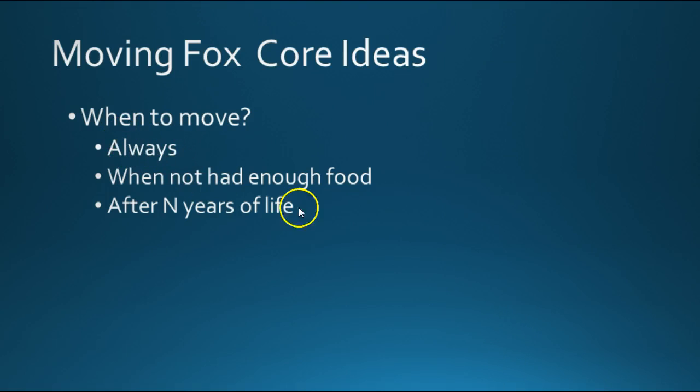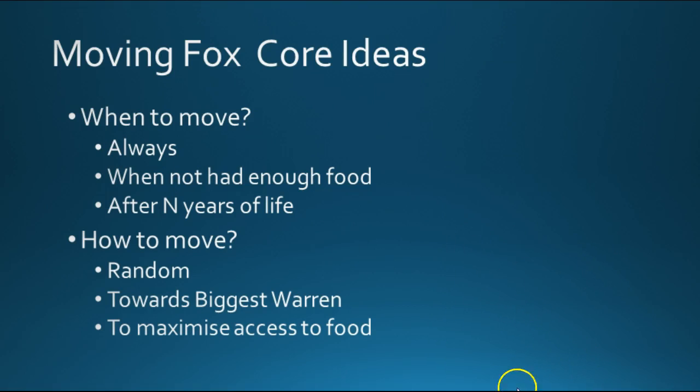And we could have it that they move all the time, or that they've not had enough food after a certain number of years, and we could have it that they just move randomly, they move towards the biggest warren, or maybe to try and maximise the access to food. The two options I've decided to go for today are when it's not had enough food and towards the biggest warren, mainly because these are a reasonable task, but they're achievable in the sort of time frames that we could put in for one of the last two questions in paper one. So they could be worth 15 marks, something like that, maybe.